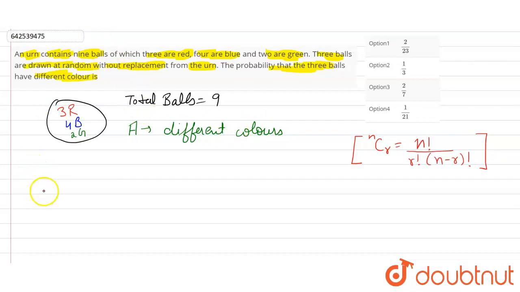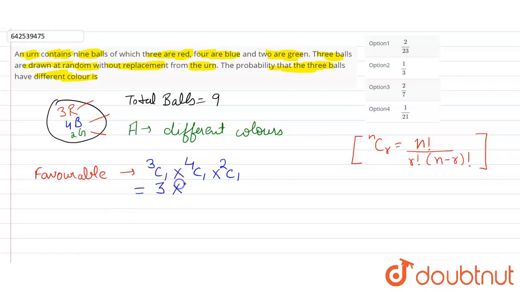So now the favorable outcomes are, we have to choose 3 balls of different colors, that means one of red, one of blue, and one of green. So for choosing one red ball from 3 red balls is 3C1. Similarly, choosing one blue ball from 4 blue balls is 4C1, and for green 2C1. So this is equal to 3. Now 3C1 is 3, 4C1 is 4, and 2C1 is 2.